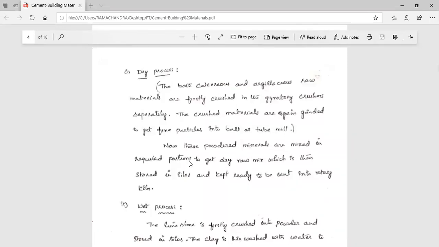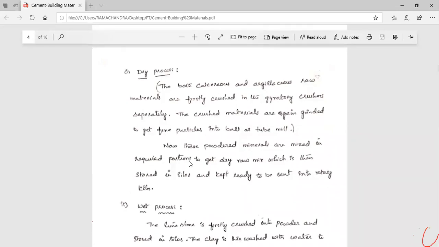So what is a rotary kiln? That is known as a rotary batti, just like a brick batti. In making bricks, we use the brick batti, the brick kiln, for setting and hardening. Here we are using the kiln for hardening and setting of these finely powdered mixtures in the dry process.